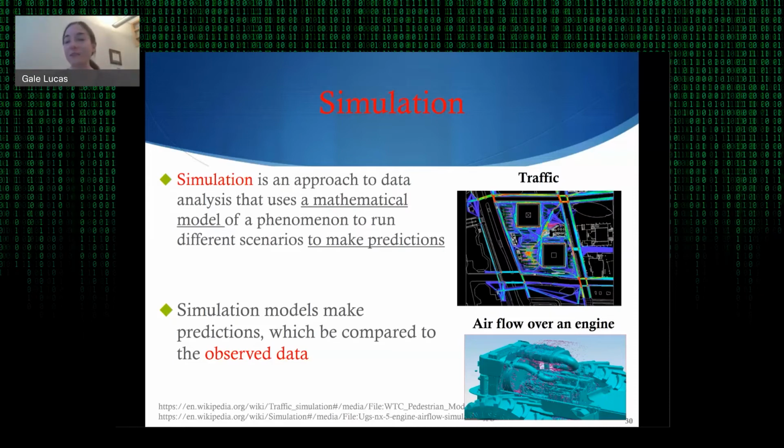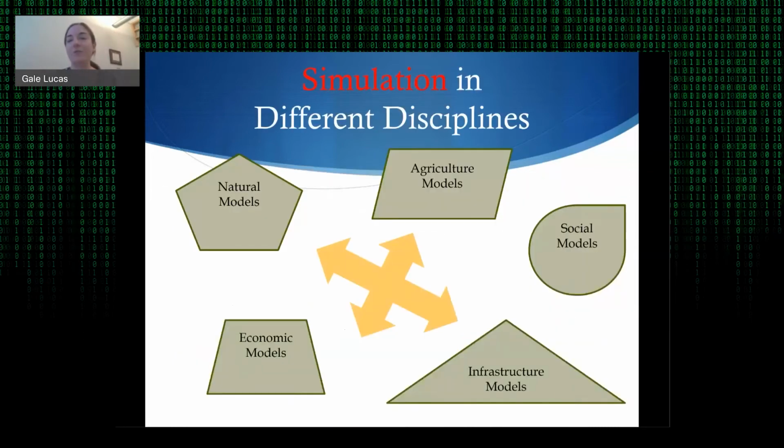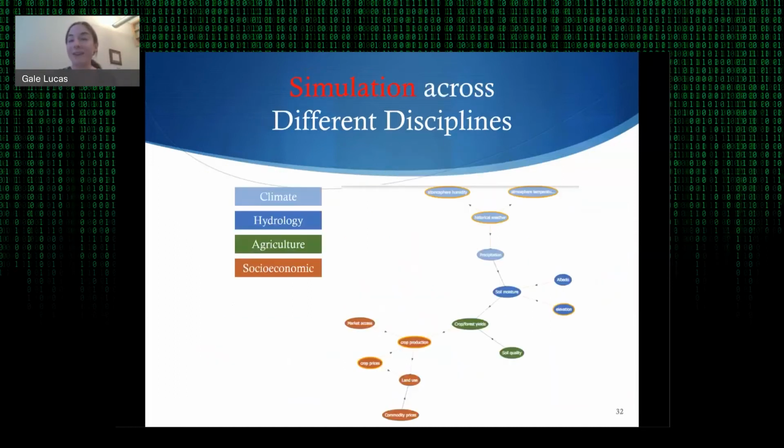Similar things can be done for physics models, like airflow over an engine. You would have the prediction of if this got gunked up, what would happen? Gunk it up in a real engine and then see what happens to the airflow. Does that match your prediction? There can be simulations for every kind of thing. Natural models, agricultural models, social models, economic models, infrastructure models, disaster relief. Like there could be a prediction about how many people would stay and go in a natural disaster or a man-made disaster. And ultimately, the goal is that if their variables overlap, that you could have simulation across different disciplines.